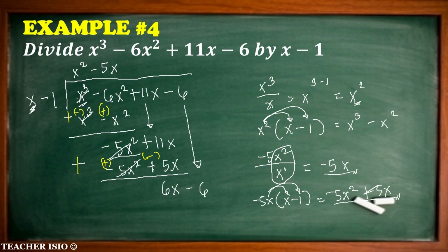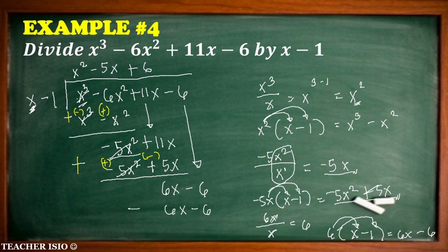So, same ulit. Since 6x, 6x over x. So, we have, cancel na yan. So, we have 6. So, we have plus 6. So, anong gagawin natin kay 6? I-multiply sa divisor. So, we have 6 times x minus 1. 6 times x, we have 6x. 6 times negative 1, we have minus 6. So, 6x minus 6.